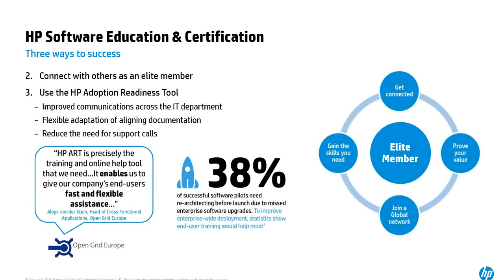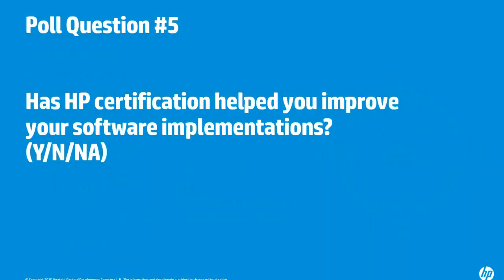So 38% of successful software pilots need re-architecting before launch due to missed software upgrades. So if you want to be in the successful category, you definitely want to have your users trained. The better trained users will adopt the software faster, and you have a much quicker implementation. You don't have any lag problems, excessive support calls. You want to keep the users happy. That brings us to our next poll question.